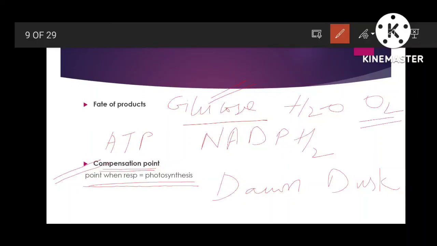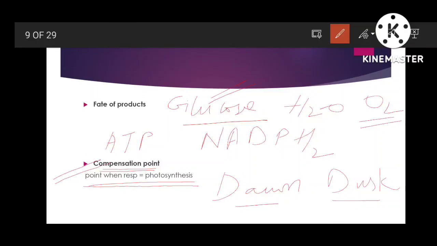But at the time of dawn and dusk, where there is a low intensity of light, photosynthesis produces exactly the amount of oxygen required for the respiration of plants, right? Understood? Photosynthesis produces oxygen in an amount exactly required for the process of respiration in plants at the low intensity of light, that is at dawn and dusk. That point is called the compensation point.